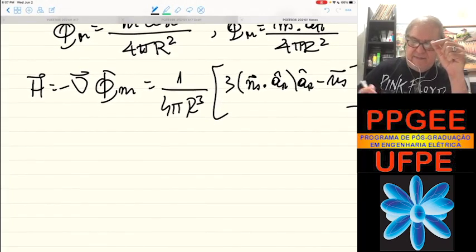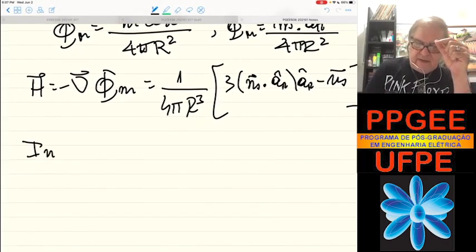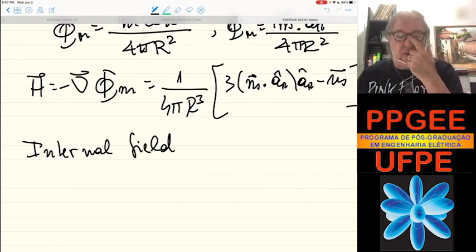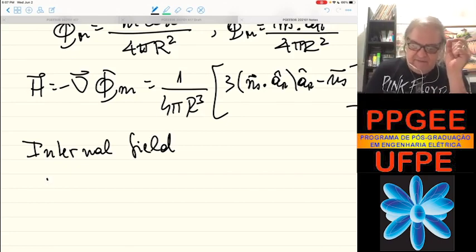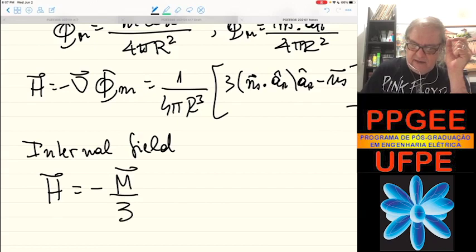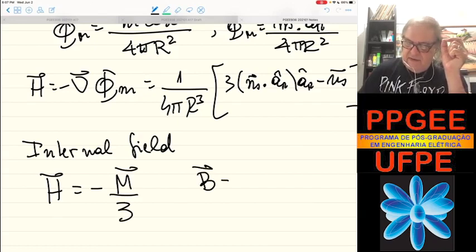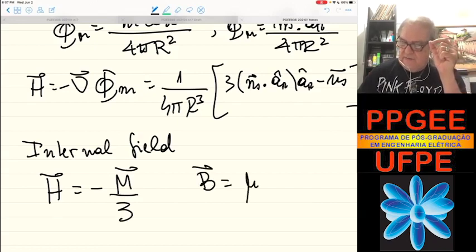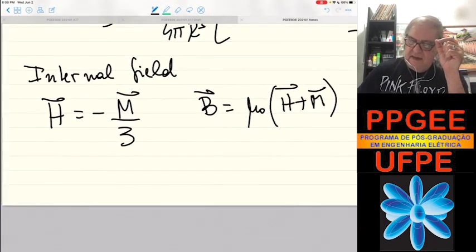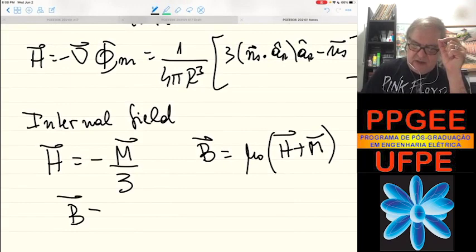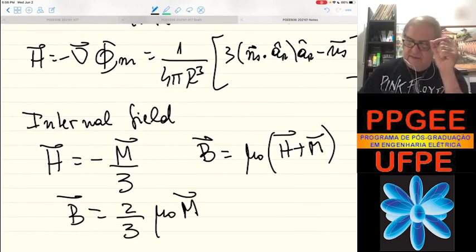Also, let's go back to the internal field. So we are going to show you where the magnetic charges are. The H field equals minus m over 3, and the B field, right, equals mu 0 times H plus m. The B field is going to be 2/3 of mu 0 m.